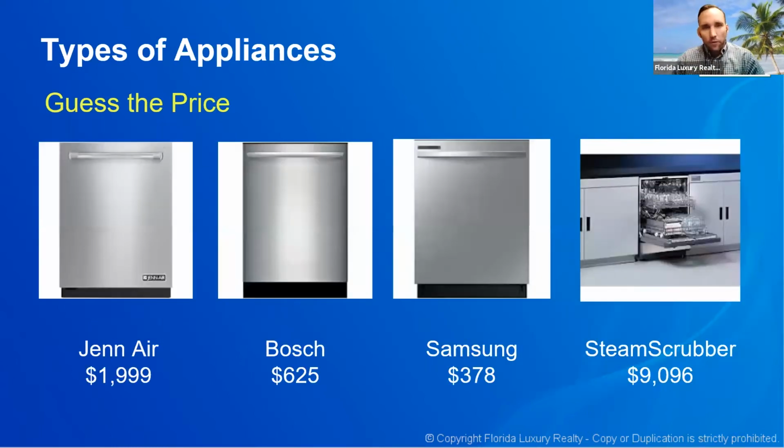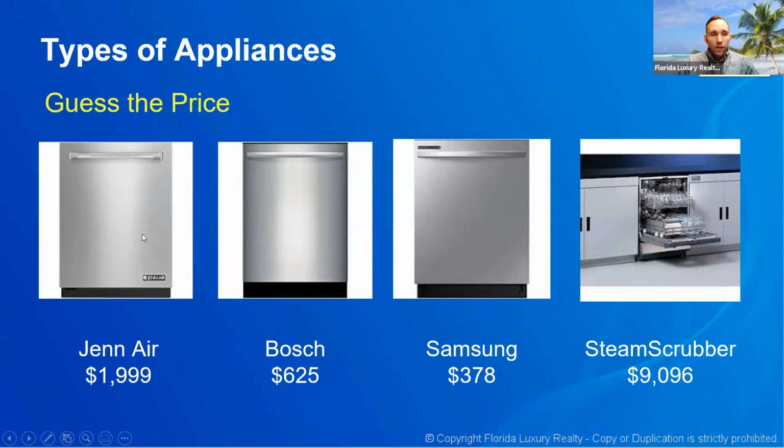Now, we're going to play a little game. I put guess the price, but we're not actually going to guess because I gave them to you. But when you look at this, you have a JennAir dishwasher that's just under $2,000. You have a Bosch dishwasher that's $625. You have a Samsung for $378, or you have a steam scrubber that is $9,000. Can you guys see the difference in these appliances? Because I couldn't. I legitimately look at them and go, okay, it's a stainless steel dishwasher.